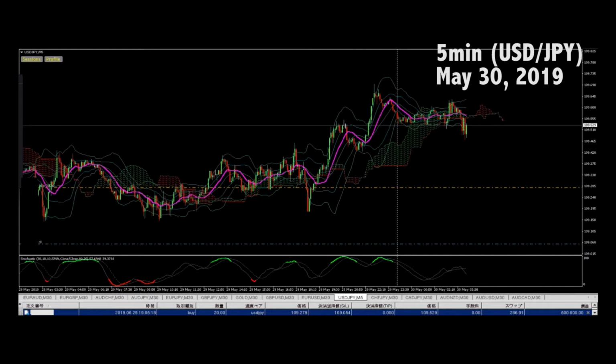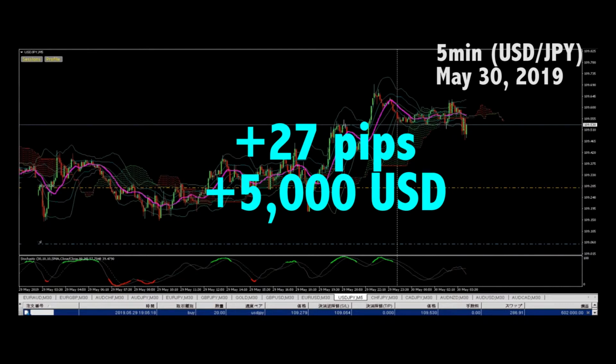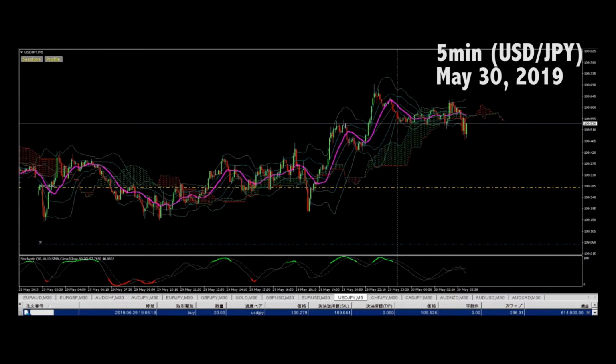Look how nice the price went up after the entry. The price went up once, then now it's been pushed back about 10 pips from the highest level. Now it's about 27 pips above my position and making about 5,000 US dollars of profit. I will now move the stop loss to the entry price so that it becomes either a win or break even game.